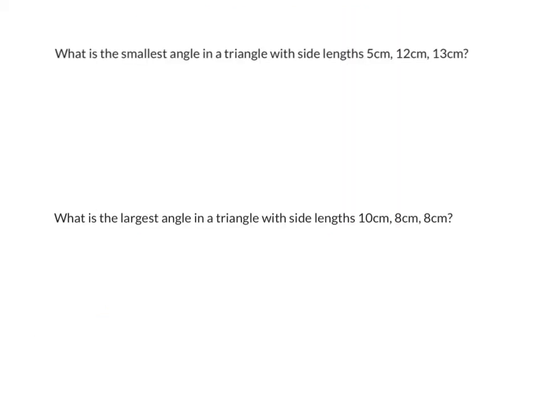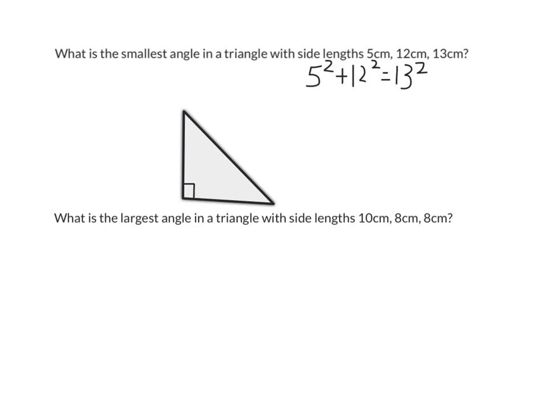What's the smallest angle in a triangle with side lengths 5 centimeters, 12 centimeters, and 13 centimeters? Well, first note, 5 squared plus 12 squared does equal 13 squared. Pythagoras' theorem holds. So this triangle is right-angled. So let's draw a picture of a right-angled triangle, and we'll label the sides 5, 12, and 13. Doesn't matter if it's not to scale.